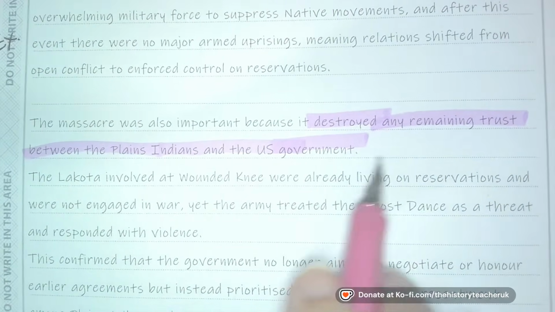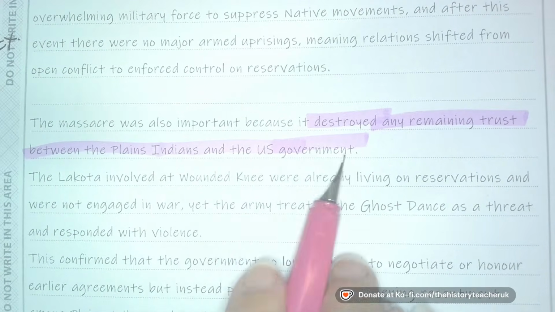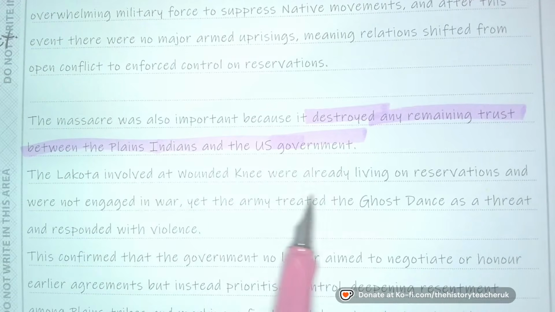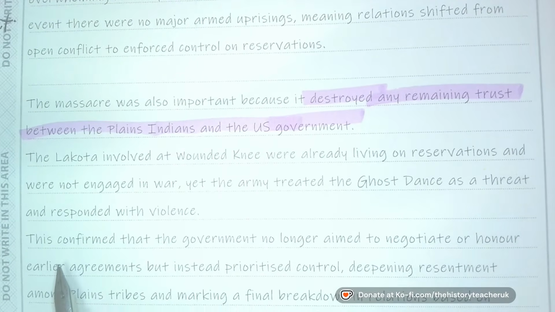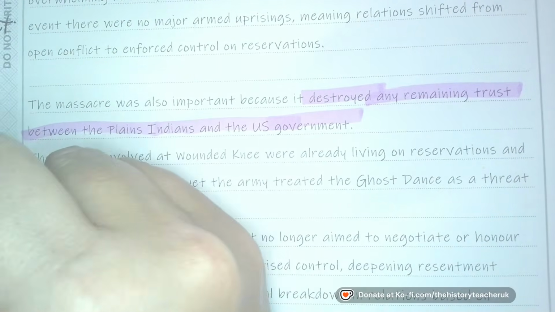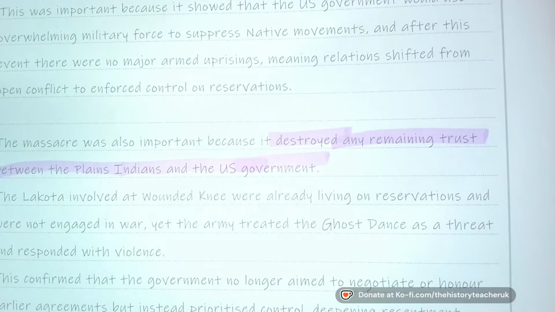And finally, it destroyed any remaining trust between the Plains Indians and the US government. The Lakota involved at Wounded Knee were already living on reservations and were not engaged in war, yet the army treated the ghost dance as a threat and responded with violence. This confirmed that the government no longer aimed to negotiate or honour earlier agreements, but instead prioritised control, deepening resentment among Plains tribes and marking a final breakdown in relations between treaties and compromise. So there's my evidence and there's my explanation. So hopefully that all makes sense. Hopefully that's fairly straightforward.